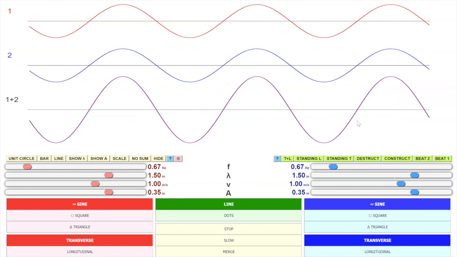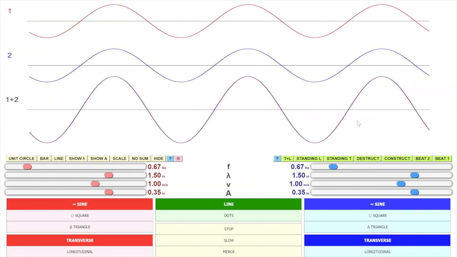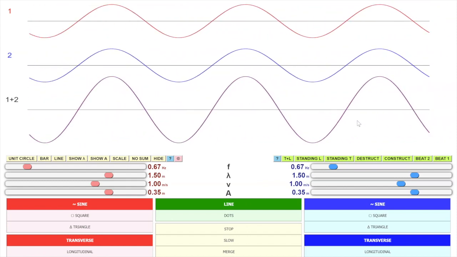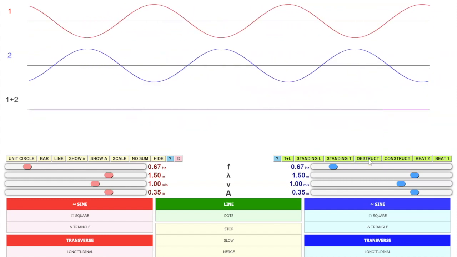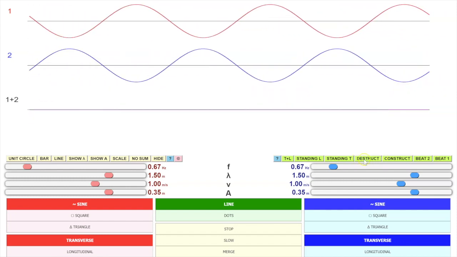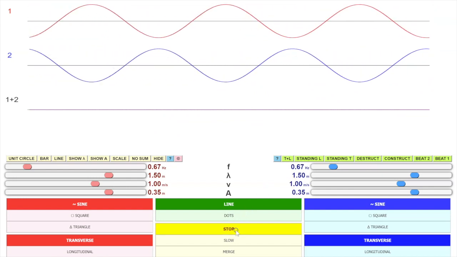So now we've learned about destructive interference, let's see how it applies to this physics interactive over here. Let's click on destruct and see how it impacts our waves. If I stop the simulation, we can see that they are now going in opposite directions. Where there is a crest in wave 1, there is a trough in wave 2. Where there is a trough in wave 1, there is a crest in wave 2. And the result of that is a canceling out of wave 1 plus wave 2.